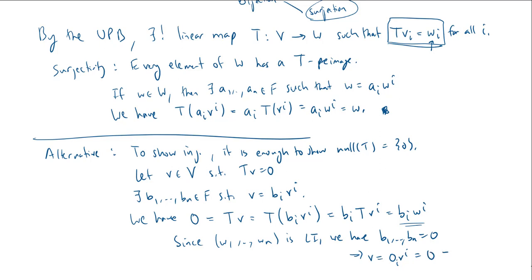And this shows that the null space is 0. Remember, we took an arbitrary element of the null space when we wrote let v be in V such that Tv equals 0, so v is in the null space of T. We took an arbitrary element of the null space and showed it equals 0. So the null space is equal to 0. That would be another way of doing this. But I think actually the surjectivity proof is much simpler here.